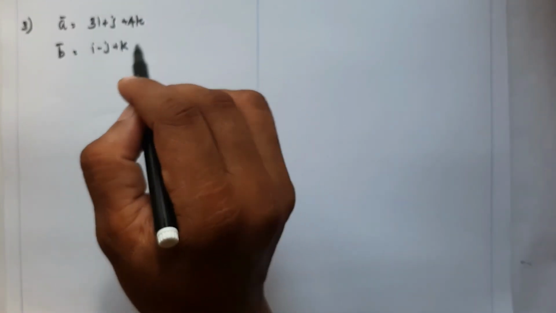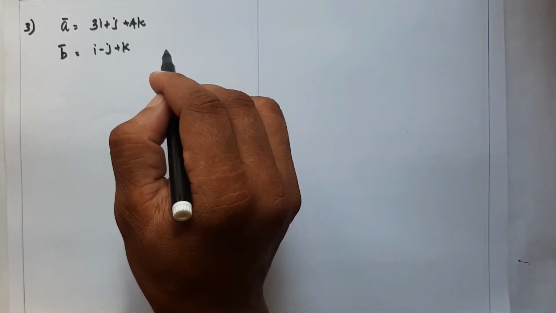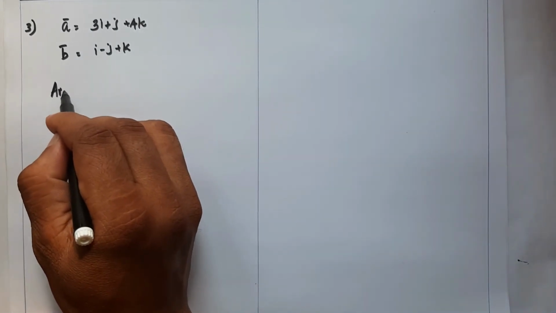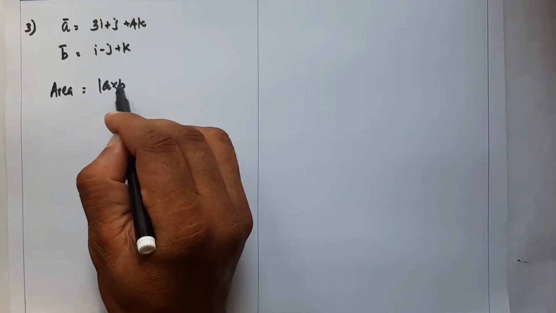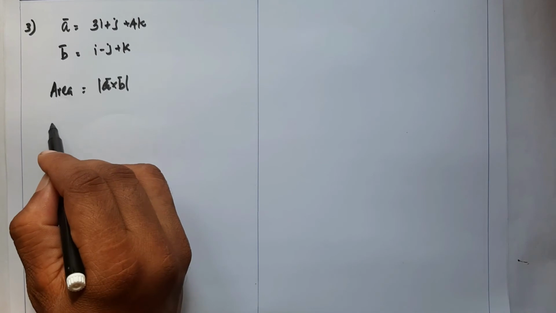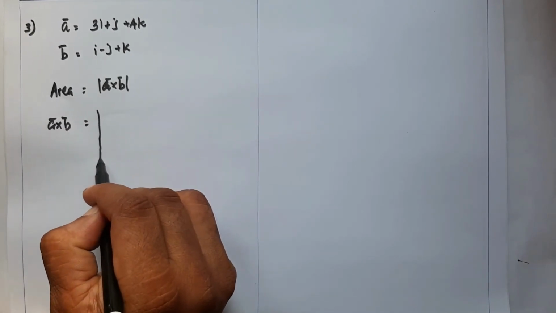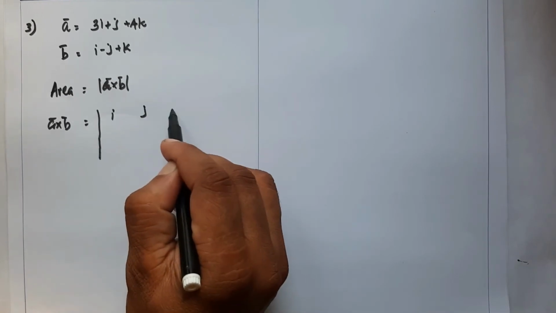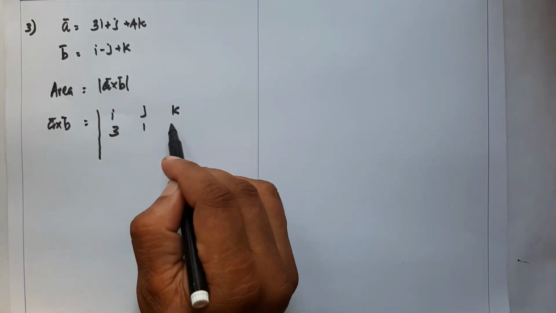The area of a parallelogram whose adjacent sides are vector A equal to 3i plus j plus 4k and vector B equal to i minus j plus k. You know the area of the parallelogram is modulus of A cross B. First of all, we find A cross B, equal to determinant i, j, k. Here vector A coefficients are 3, 1, 4.